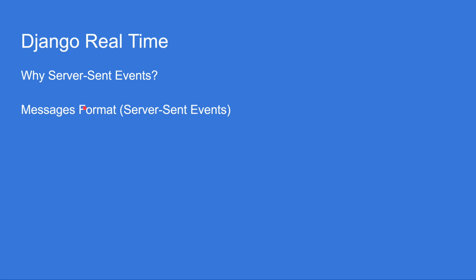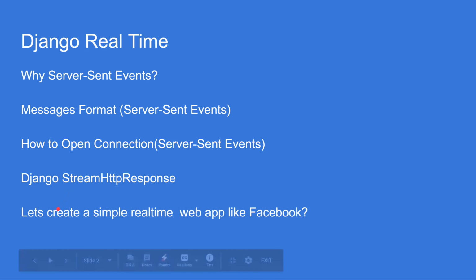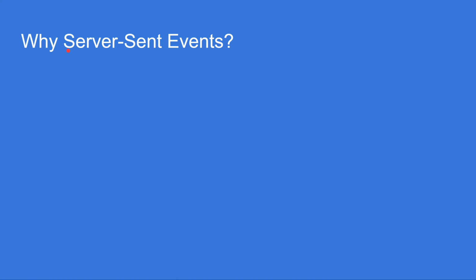Here is the list of items that I will be covering today: why I selected server-side events, the message format, how to open a connection, and how to create a stream of API data using the Django StreamHttpResponse. After this presentation, I'm going to show you how to create a real-time app using StreamHttpResponse and server-side events. There are three possible solutions that we can use for creating a real-time application.